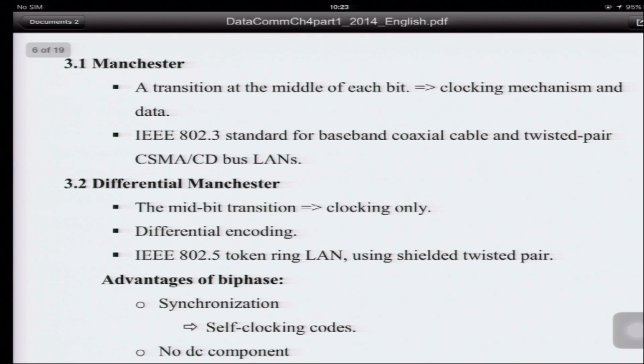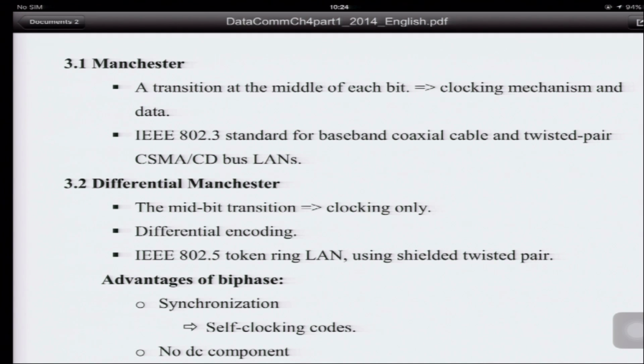The transition at the middle of each bit helps with the clocking mechanism. For Manchester, it also tells you the data. But for the differential Manchester, the mid-bit transition is used for clocking only. And the Manchester is the standard of the IEEE 802.3 for baseband coaxial cable and twisted pair, and CSMA/CD bus, which is the bus LAN.